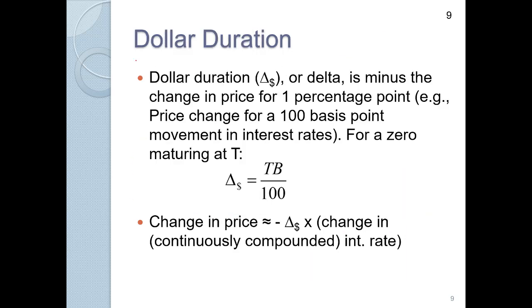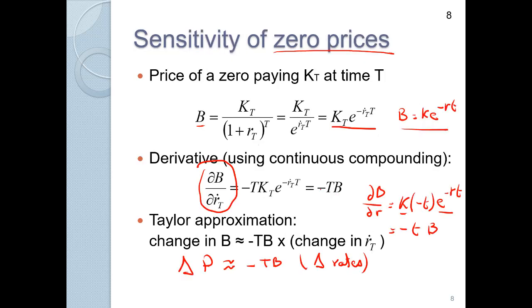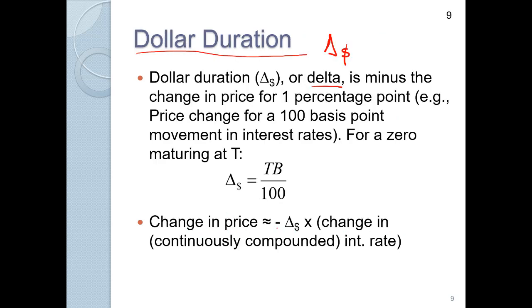This is the first important definition of this chapter, and one that we're going to be using for the rest of this course. So it's the dollar duration. We're going to write it as delta dollar. I'm going to call it either dollar duration, or delta for short. And it's going to be equal to minus the change in price for a 1 percentage point change in interest rates. So delta dollar is going to be equal to T times B over 100. Basically I took my derivative from before, minus TB, put a minus sign in front, and then divided by 100. So now the change in price is going to be equal to minus the delta dollar times the change in interest rate.